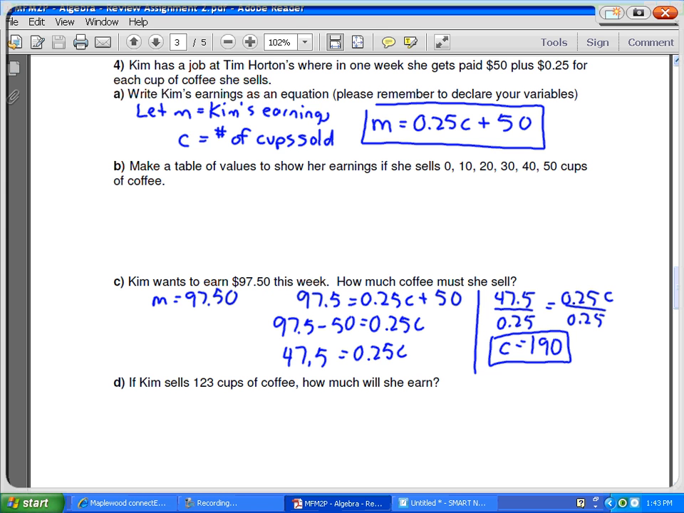So what we just did here for that is, you're subbing in one variable to the other. For the second one, Kim sells 123 cups of coffee. You just set C equals 123. And M is going to equal 0.25 times 123 plus 50. Thank you guys for your patience today.